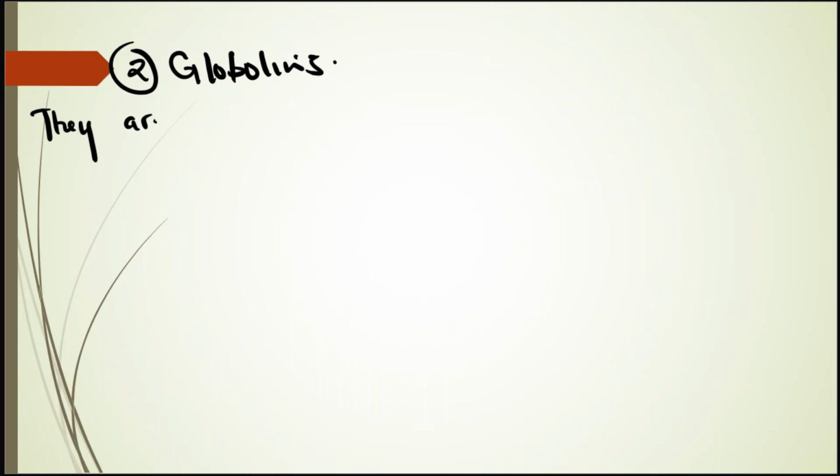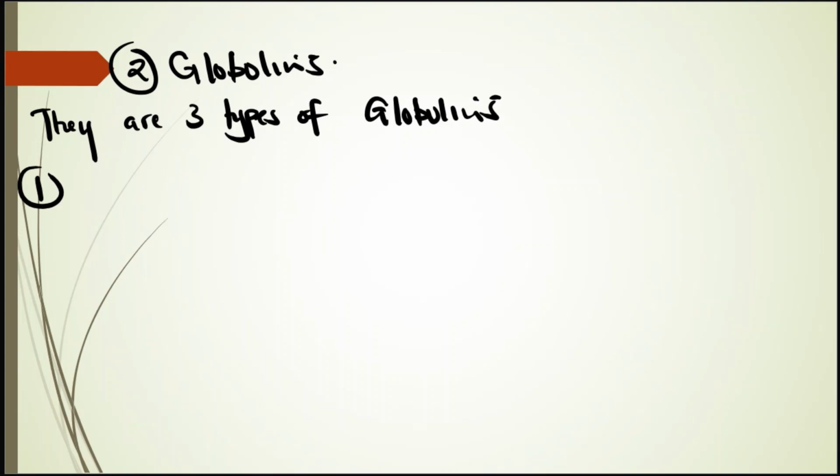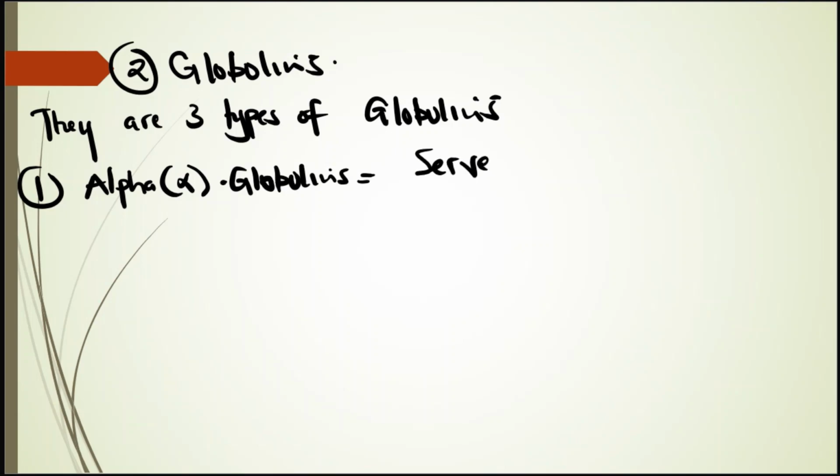Okay. Now, let's talk about the second plasma protein that we have, which is called globulins. Globulins are of three types. One, alpha globulins. Alpha globulins serve as carrier proteins. So these serve like albumins. They are carrier proteins. They carry substances in the blood.